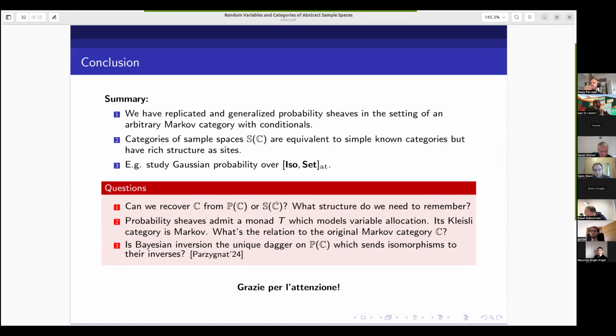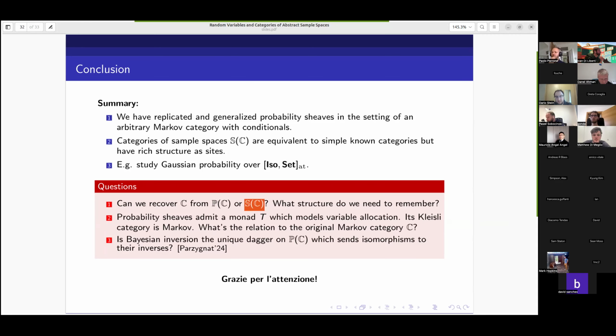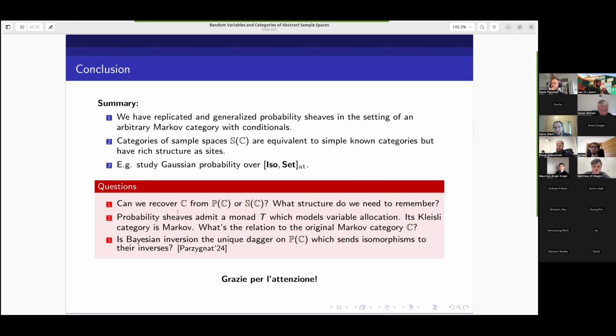So we've seen that sample spaces of C or probability spaces of C can have a really simple description up to equivalence. If we know it, can we recover the Markov category C from it? Then on this topos of probability sheaves, we get a monad which models variable allocation. So this becomes a Markov category on its own. What is the relation to the original Markov category?